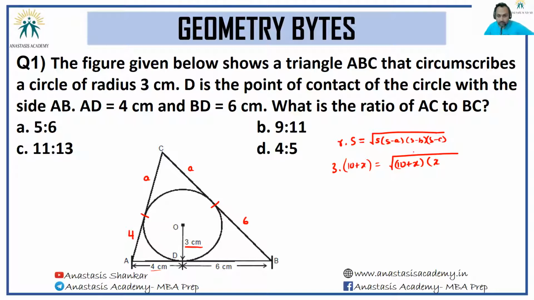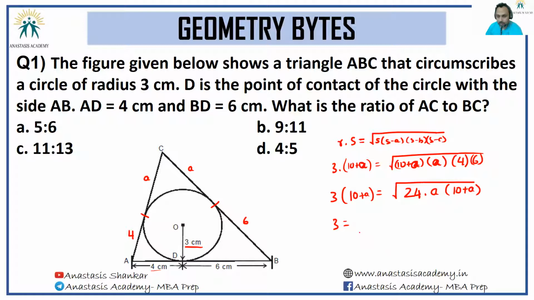Why am I using x when I've already used A? So A, and A, and then 4, and then 6. As soon as I get my A, I will have the ratio of AC and BC. So this is 3 times (10 plus A) is equal to under root of 24 times A times (10 plus A). This 10 plus A and 10 plus A is common, you can get rid of it.